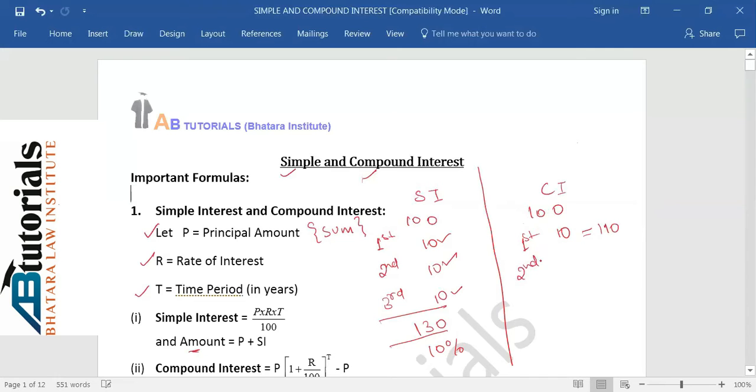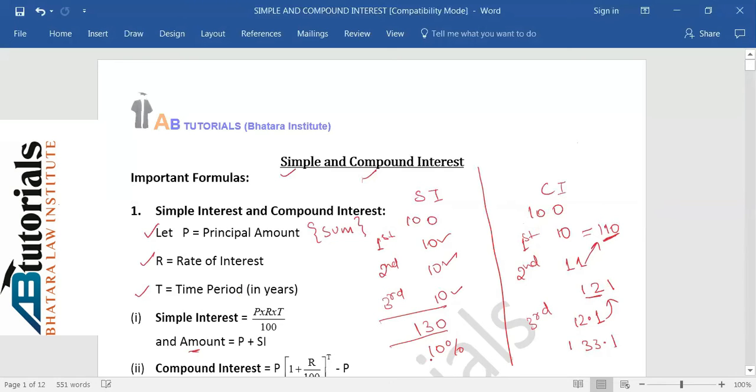For the second year, instead of giving him 10, I need to give him interest on this, meaning 10% of 110. So now my interest will be 11 rupees. And now this interest will be added to this money. So the amount which I am going to give him back after 2 years is 121. Now for the third year, again instead of giving 10, I need to give 10% of this money. That means for the third year, I'll be giving him 12.1 extra rupees, and this should be added to the previous amount.